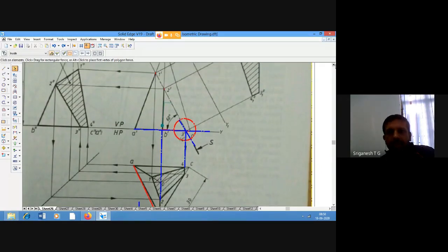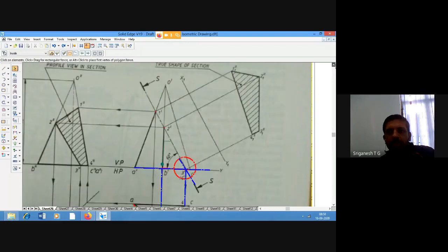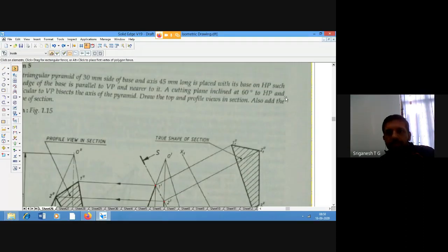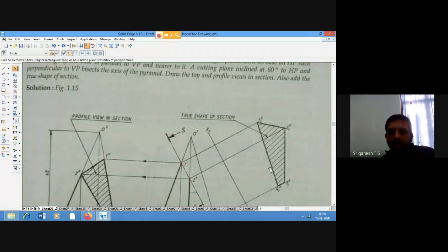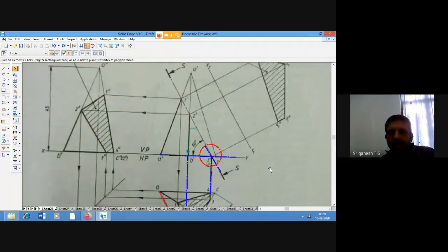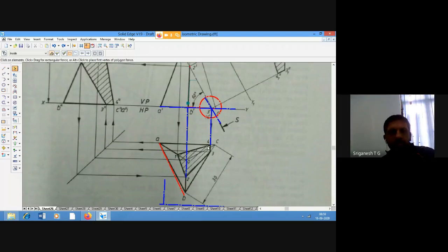In this case, they have also asked in the question: draw the top and profile views in section. I want the top view in section. I want the profile view also in section. It is your convenience whether you take the left profile plane or the right profile plane, that we should choose suitably. Also draw the true shape of the section. Now point number 2 is missing.